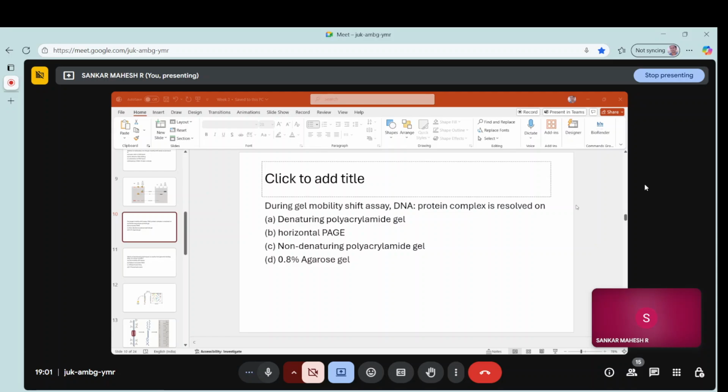0.8% agarose gel is like large pore size. Okay, if you have a large pore size, what would be the problem? Then resolution will be not that good. Right. Yeah, so these two are incorrect. Good. What about the other two options?